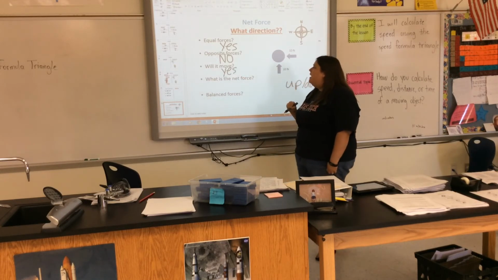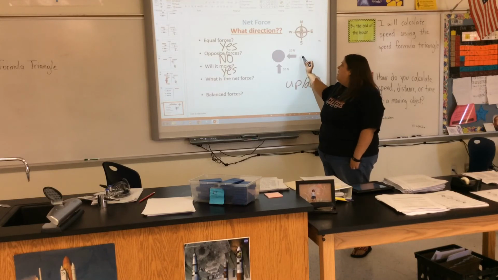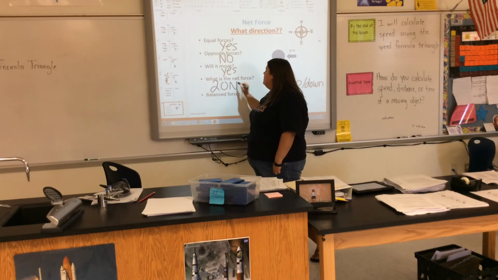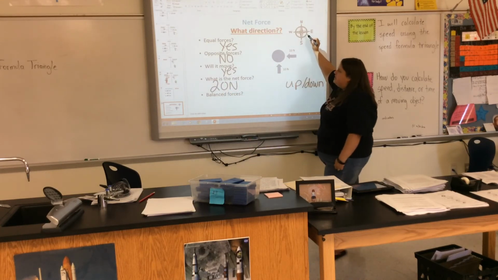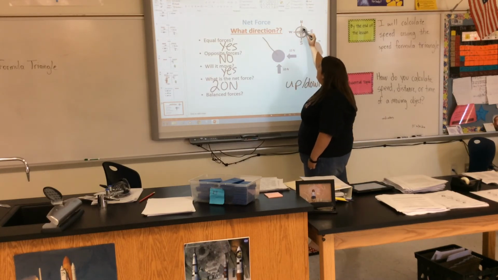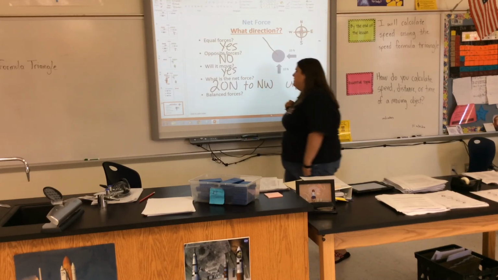Okay? So what is my net force? Because I know I have movement, I'm going to add these together. So I have 20 newtons. And then I would use my cardinal directions. It's going to go diagonally this way. So if I use my compass, that would be to the northwest.